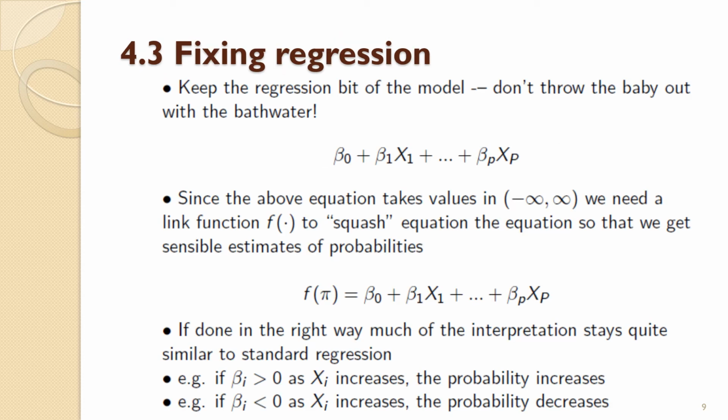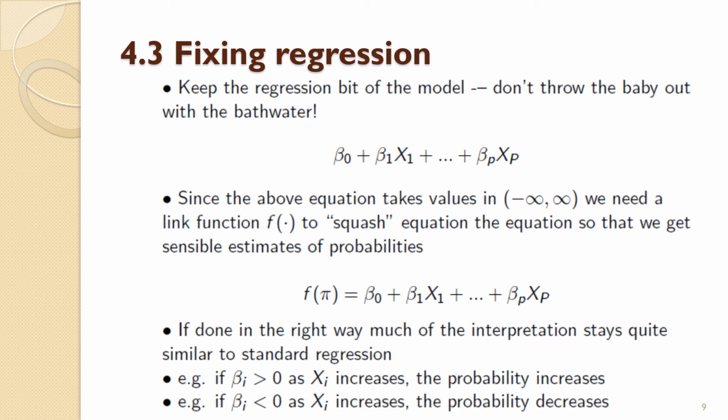So the point then is you want to keep the regression bit, but still make sure that you can estimate sensible probabilities. The first equation there is a regression bit, so you've got beta 0 plus beta 1 x1 plus up to beta p xp. This can take any values at all, positive or negative, and you need a link function f to squash the equation down exactly as shown on the previous slide so that you get sensible estimates of probability that lie between 0 and 1. So in this case the probability is equal to this regression bit, and that's all this equation here says.